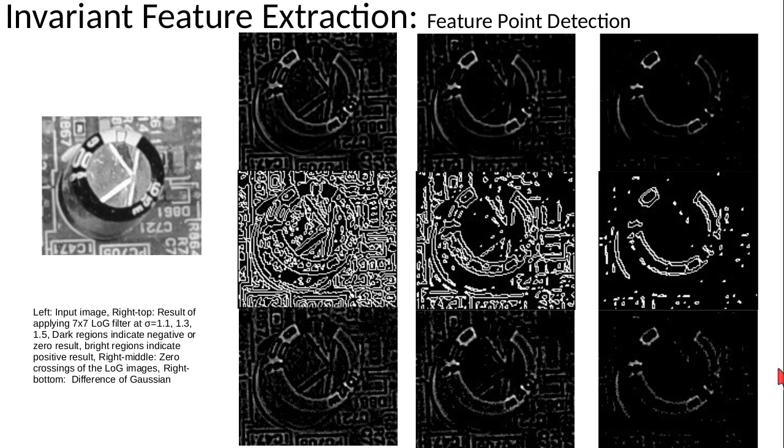At the bottom, we have computed difference of Gaussian images taking a 7 by 7 Gaussian filter at the same standard deviations. This is difference of Gaussian computed at standard deviation equal to 1.1. This is at 1.3 and this is at 1.5.